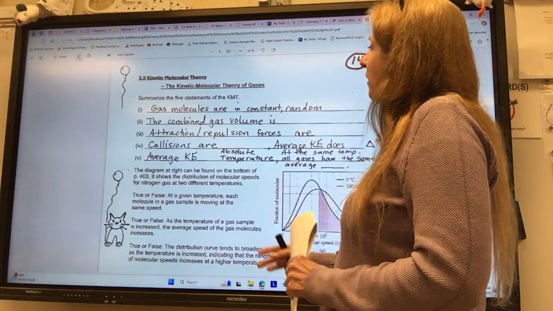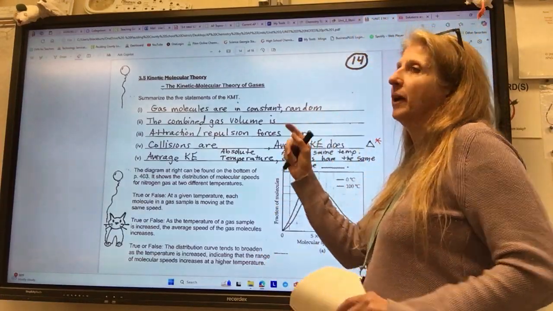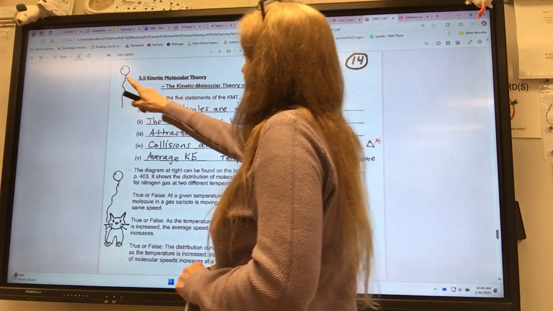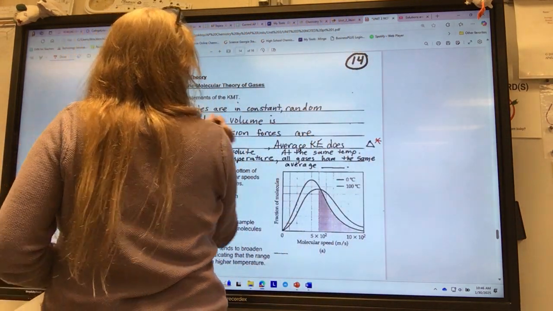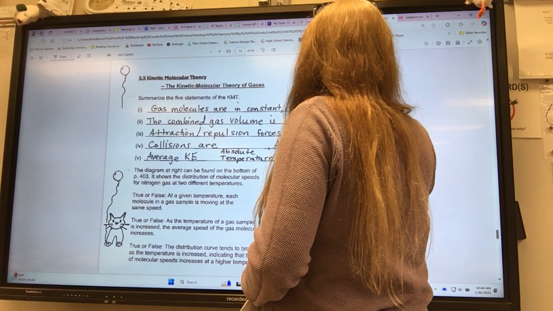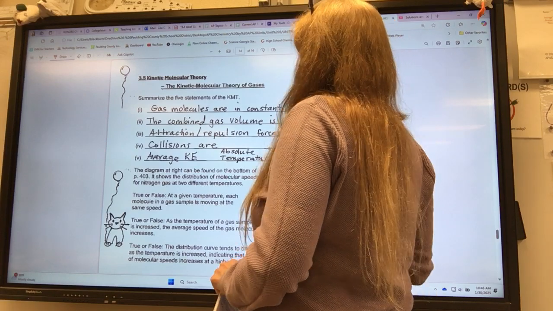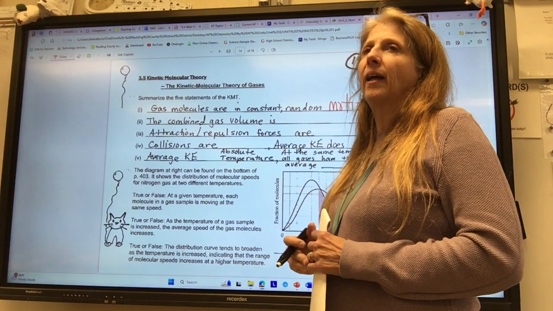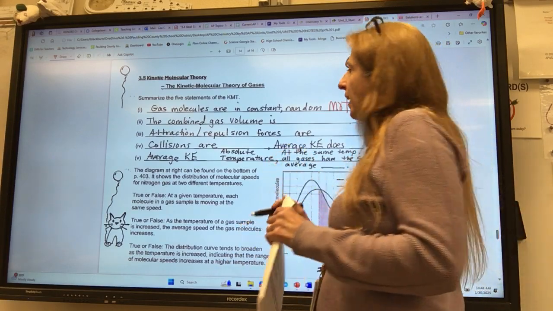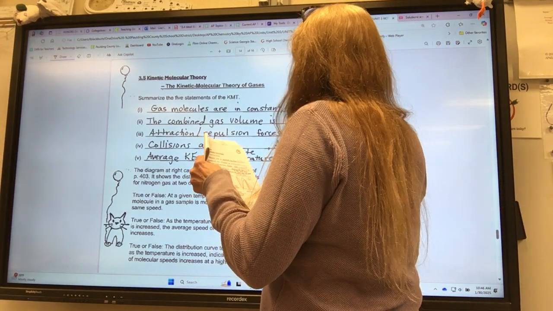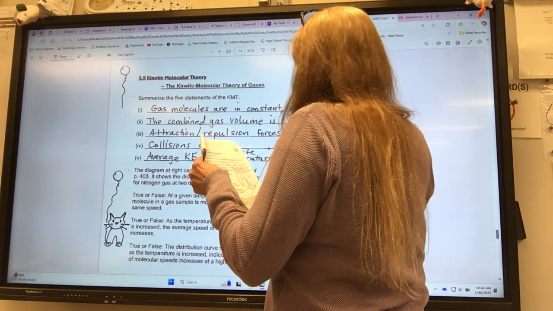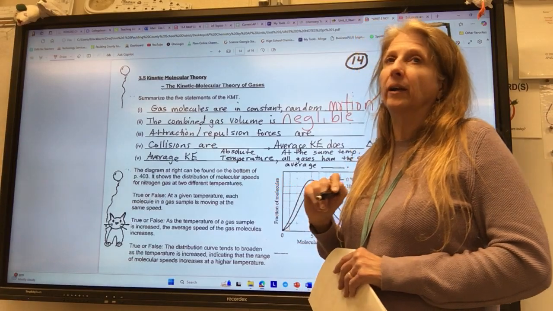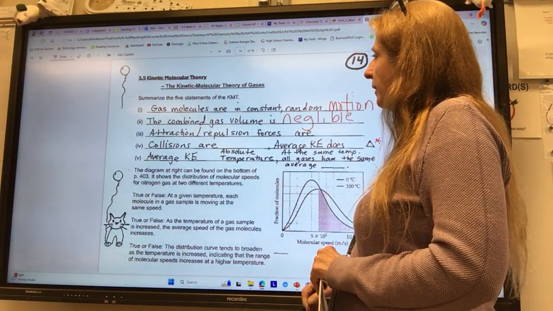Okay, let's see if y'all know this. Gas molecules are in constant random motion. You remembering this? Oops, gotta write it. Gotta draw, not erase. The combined gas volume, and when you do your math, you don't worry about it, right? So they say that is negligible. That means it's so little, it won't affect the math. So we get to ignore it. Okay, that's what that word means.